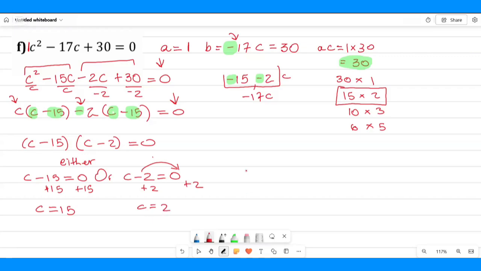And those are our answers. C is equal to 15. C is equal to 2.